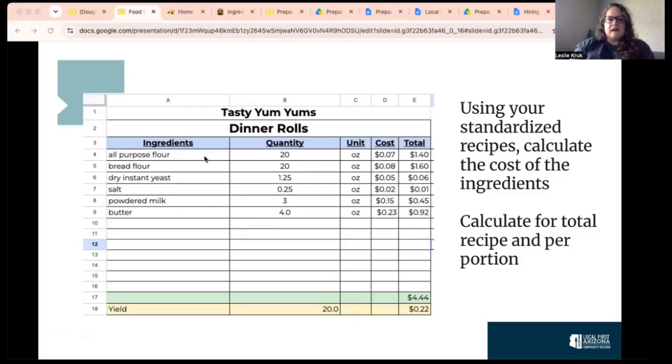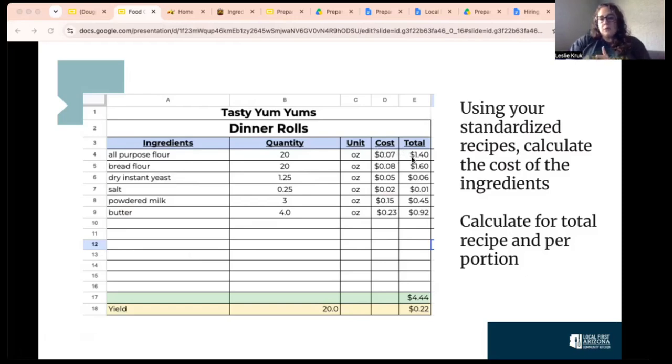Because for each of these, I wanted to know what the cost was per ounce so that I can figure out what it is per portion. So I probably didn't buy the flour in all ounces. So utilizing that calculation where you can get the total amount purchased and divide it by the number of ounces in the total in the product, that'll give you the price per ounce. So you'll see all-purpose flour, I want 20 ounces in this recipe. And I will have already calculated the cost per ounce is 0.07 or 7 cents per ounce.